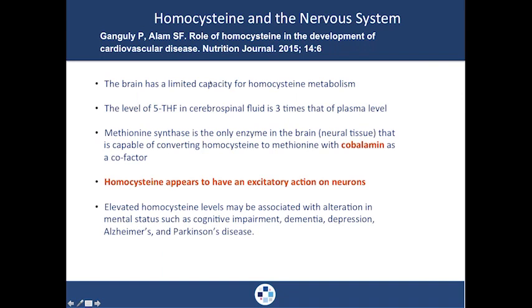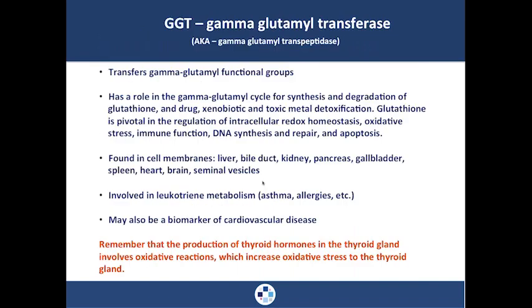And here's a reference for that article, by the way. Interestingly enough, the brain has a limited capacity for homocysteine metabolism. So that may spark your interest a little bit. And homocysteine can have an excitatory action on the nervous system. It's known that elevated homocysteine can be associated with alterations in mental status, cognitive impairment, dementia, depression, Alzheimer's, and also Parkinson's disease. So if you have a patient that has high homocysteine and signs of hypothyroidism, it can very well lead to these conditions if it's not addressed. So that's kind of the point here.